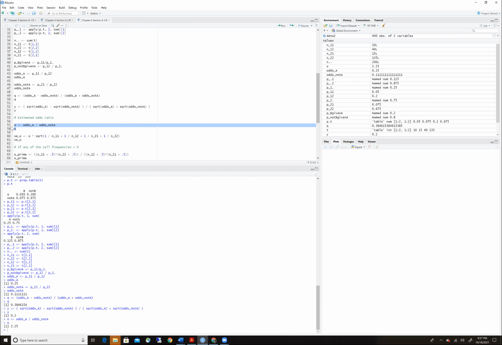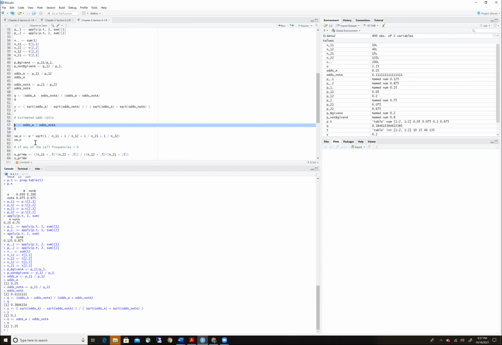This is the odds of a young mother delivering an offspring with low birth weight being 2.25 times more likely than an older mother, right?